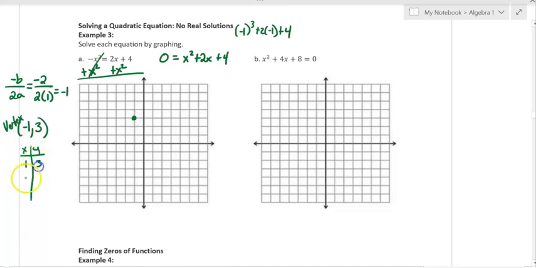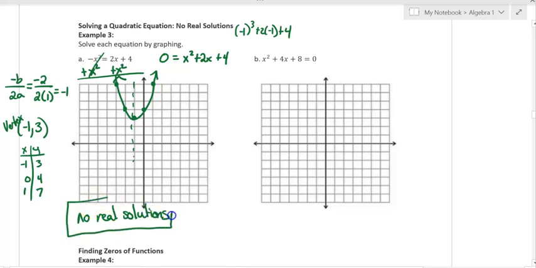And so then I'm going to make some more points. At 0, I have 4. At 1, I have 7. Okay, so if we reflect those over, this graph never crosses the x-axis. If you look at it, it has no x-intercepts. So when that happens, what we put is that there are no real solutions. There are imaginary solutions, which you learn about in Algebra 2. So we can't just put no solutions, we put no real solutions.